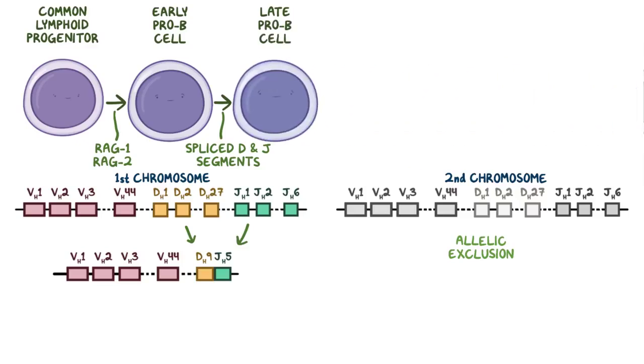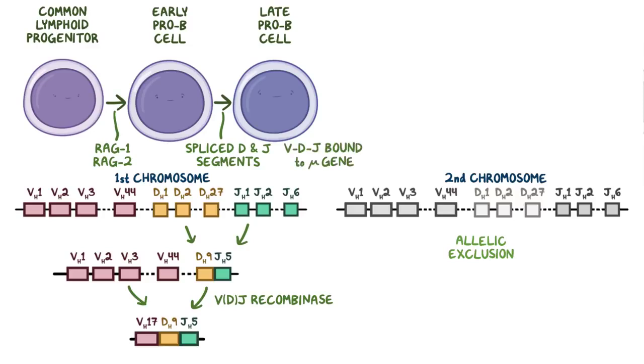Next, the late pro-B cell has to attach its DJ segment to a V gene segment, with the help of an additional enzyme called VDJ recombinase. Once the VDJ segment's combined, the full heavy chain's antigen binding site is complete, and needs to be recombined with the mu gene, which codes for the constant region of the antibody. The mu gene codes for the protein that makes the IgM constant region and is the first of the different types of antibody constant regions that are expressed on B cells.